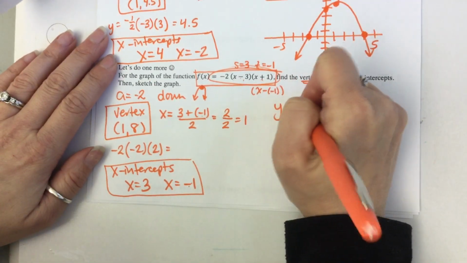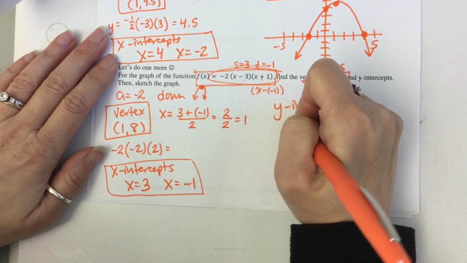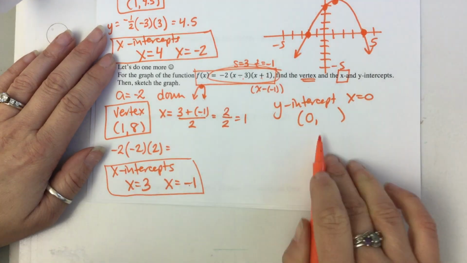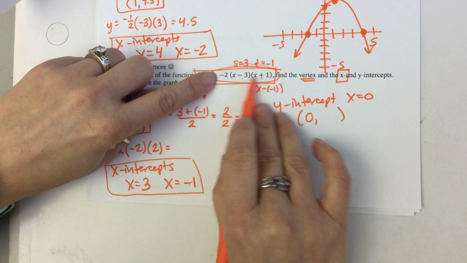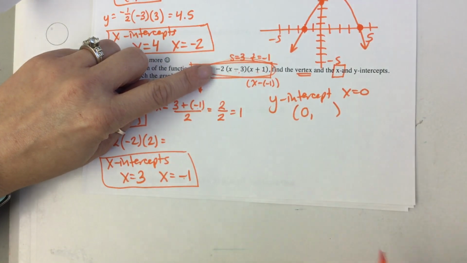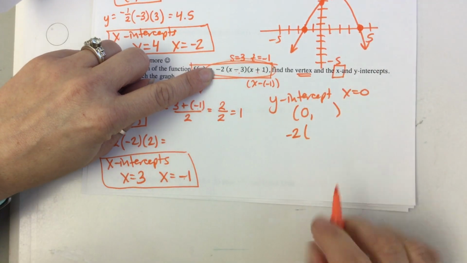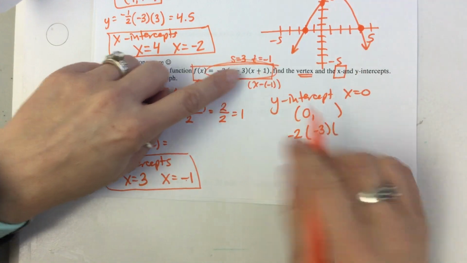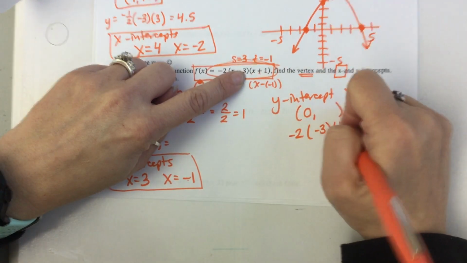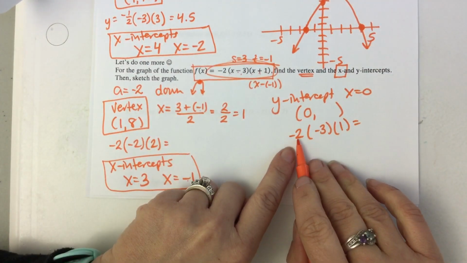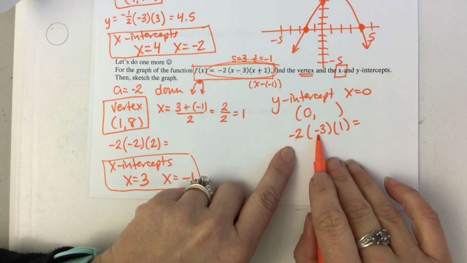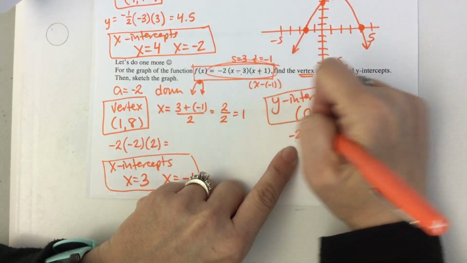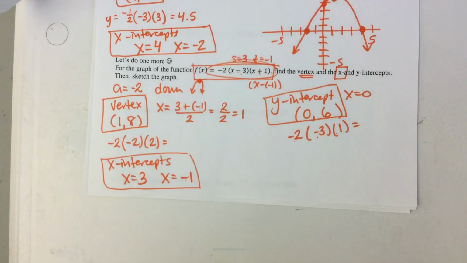Now your y-intercept. Your y-intercept is the location where x is a 0. So in order to find y, we go back to the original and we change the x's to 0. So -2 is out front. 0 minus 3 is -3. 0 plus 1 is 1. If I go ahead and calculate this, -2 times -3 is a +6. 6 times 1 is 6. So your y-intercept is at 6.